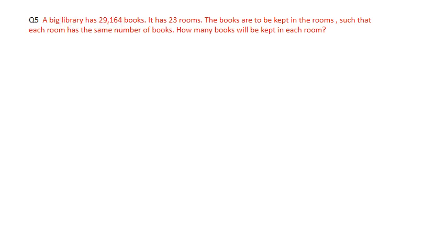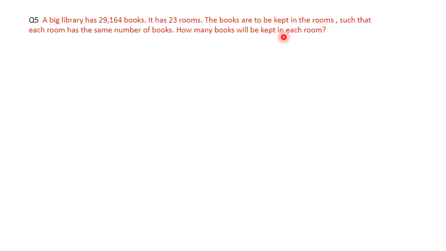Now it has 23 rooms. How many rooms are there in the library? There are 23 rooms. The books are to be kept in the rooms. Total books we know and 23 rooms are there, and we have to keep them in the rooms such that each room has the same number of books. Every room should have the same number of books. How many books will be kept in each room?